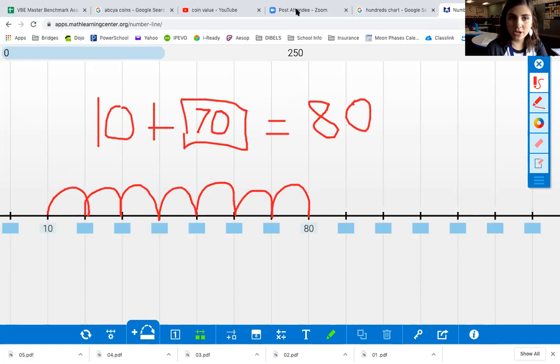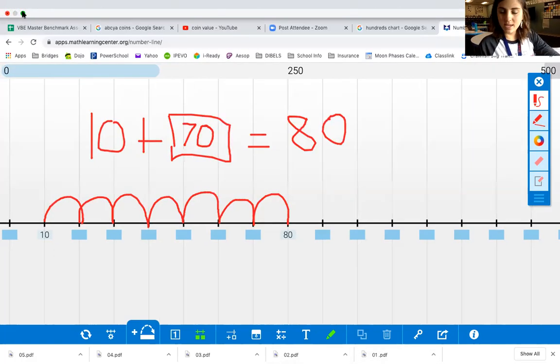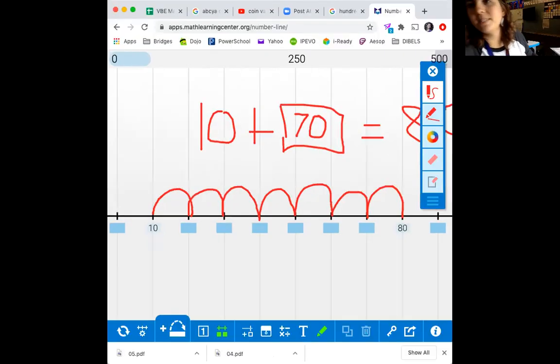I am going to share another screen of mine. It's going to be my document camera. Let's see. And you will need a piece of paper and a pencil. Does not matter what kind of paper, just a piece of paper and a pencil.